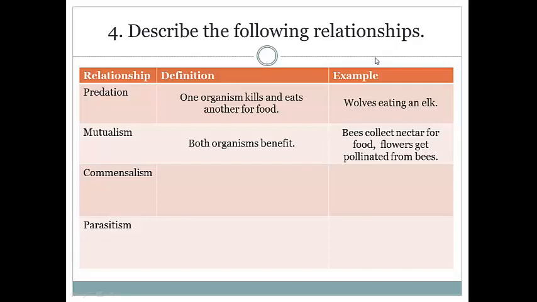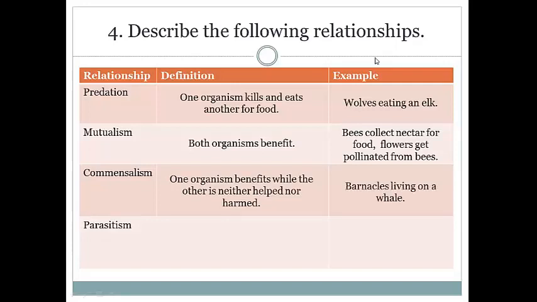In commensalism, this is where one organism benefits while the other one is neither helped nor harmed. So an example would be barnacles living on a whale. Because the whale is moving and the barnacles are attached to it, there's lots of water going by the barnacles, and that water is filled with food particles. So by growing on this whale, these barnacles are able to capture much more food. The barnacles don't do anything to the whale. They don't hurt it or help it.